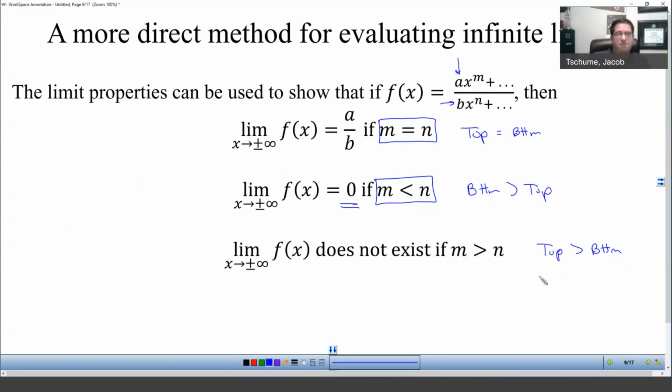But if your top power is bigger than your bottom power, so if m is bigger than n, then that just means your limit does not exist. So it means you can't do the infinite limit of problems like that. So we won't see that one very much in this class, but it is something to keep in mind if you choose to learn these rules this way.